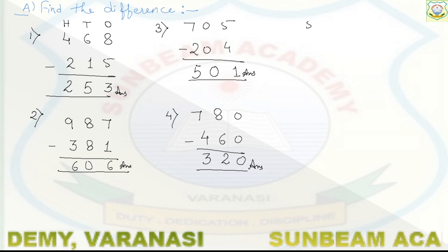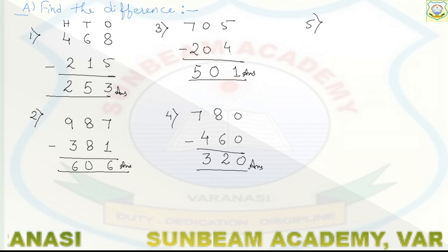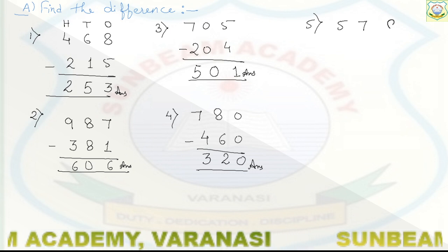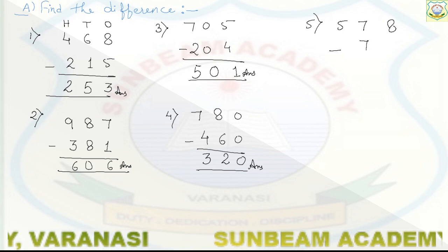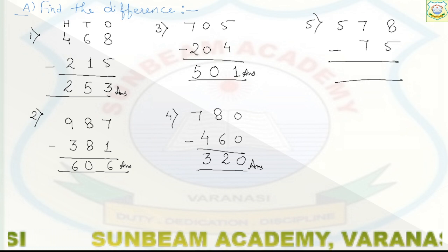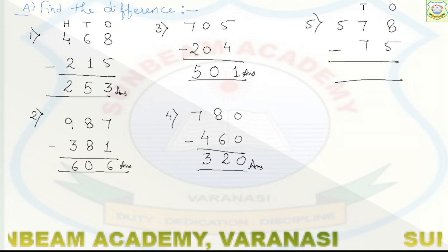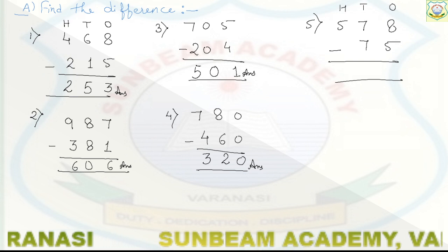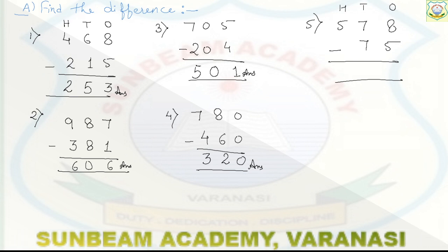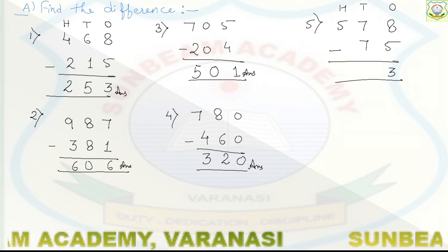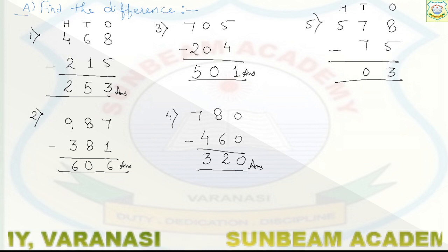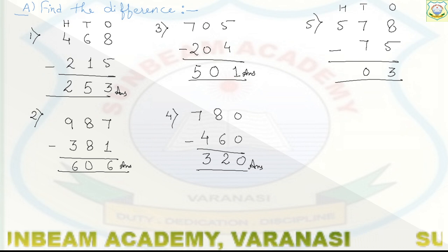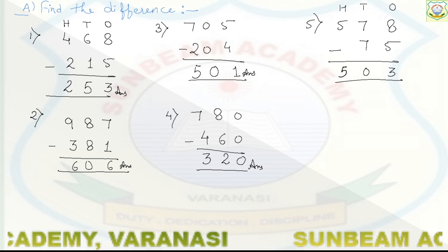Now the fifth question. The fifth question is 578 minus 75. See students, that is the important thing. This is ones place, this is tens, this is hundreds. There is no number here at the hundreds place. So you have to be very careful. Okay. So now 8 minus 5 is 3. 7 minus 7 is 0. When there is no number, it means it's 0. So 5 minus nothing, or we can say 0, then it is the same number.